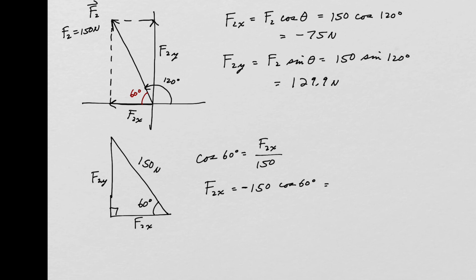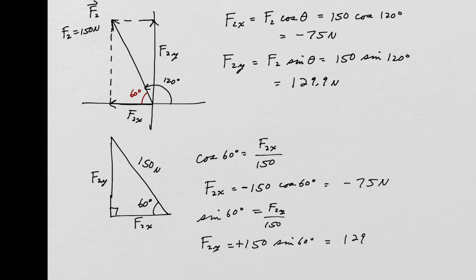So it's up to you how you want to do this. So in this case, this would be negative 75, right? You're going to get the same answer as before. And then F2y is going to be sine, right? It's opposite. So sine of 60 is F2y over 150. So F2y is 150 times sine of 60. And then since it's pointing up, that component is up, then I know that this is positive. So I put the sign later, positive. And this will be positive 129.9.